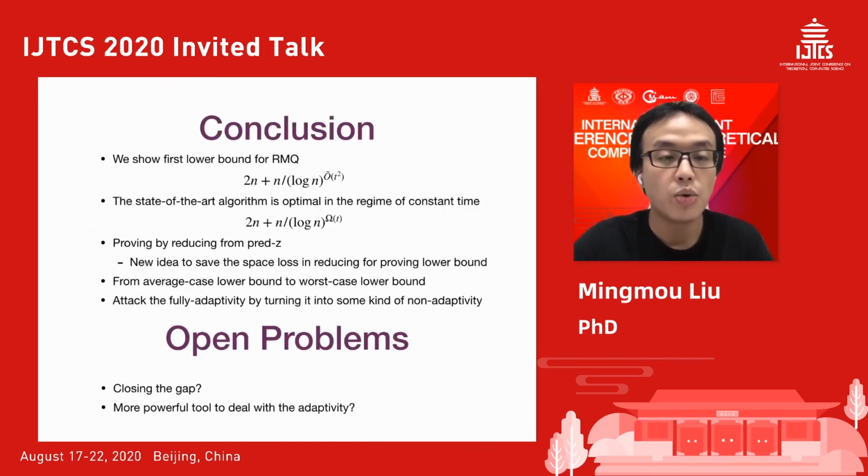In conclusion, we prove the first lower bound for RMQ. Our lower bound shows that the state-of-the-art algorithm is optimal in the regime of constant time. The lower bound is proven by reducing from pre-Z. We employ a new idea to save the space loss in reducing for proving the lower bound. We find new ways of proving worst-case lower bounds and attacking full adaptivity to prove the lower bound for pre-Z.